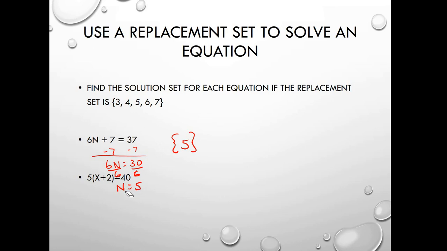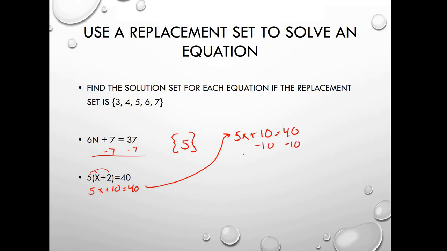Oops, ran over again. So here's a little bit more. If you didn't get that, just pause and rewind and my work will show back on the screen. Okay, so this one I'm going to distribute. 5x plus 10 equals 40. I'm going to work over here in case I put another problem down. You can keep going straight down your page. Subtract 10. So 5x equals 30. Divide by 5. And x equals 6. So my solution set is 6. And again, it was one of my choices, so I'm okay.